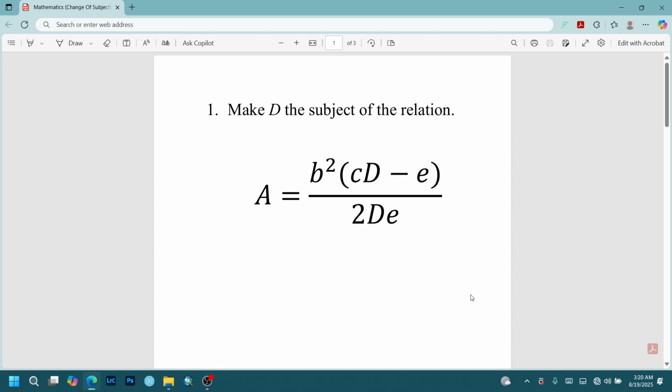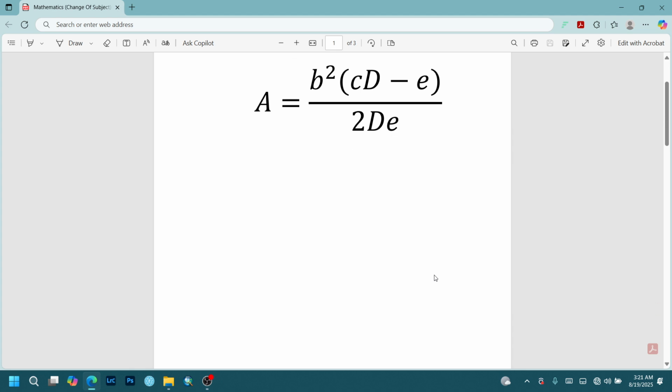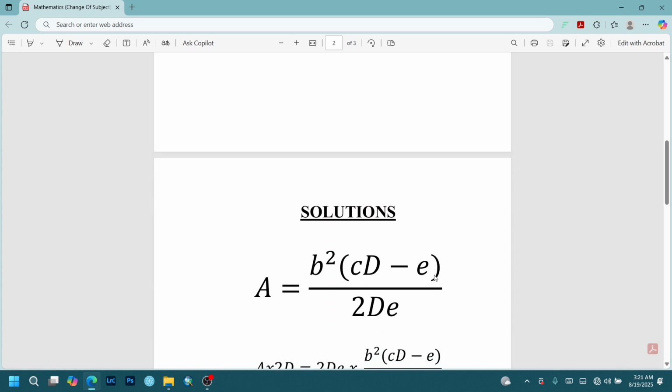So our question for the day in today's series is 1. Make D the subject of the relation. Okay, so our equation given to us by our consultant is A equals the fraction B squared multiplying (CD minus E) over 2DE, right? So we are supposed to make D the subject of the relation, right? So let's quickly solve it.